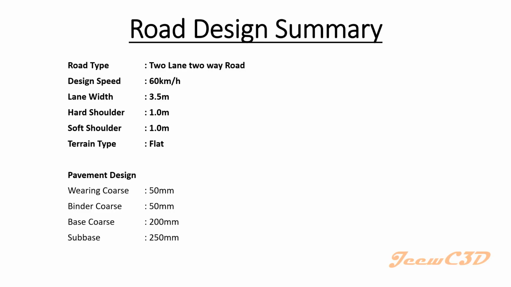Now we will move on to the drawing again. We have to remember that we are going to create a road which has a 60 kilometers per hour design speed. It is a two-lane, two-way road, and we have to follow the lane width and hard shoulders applied here.